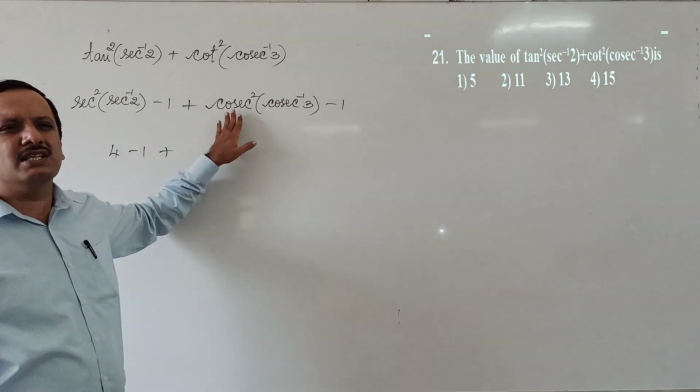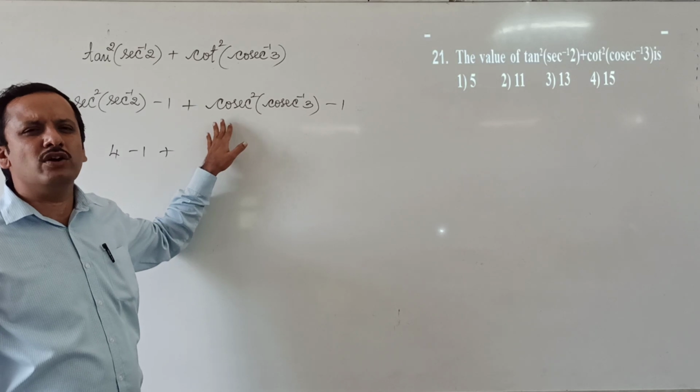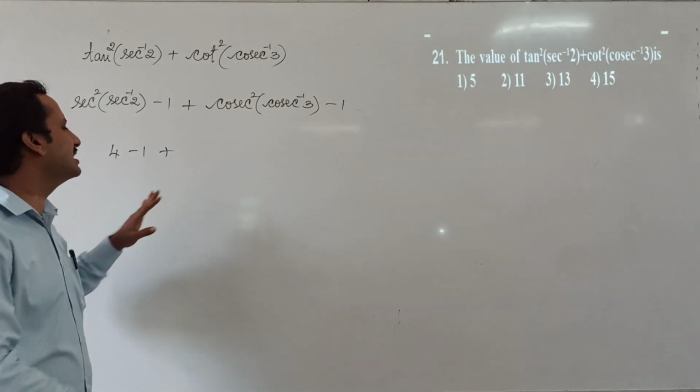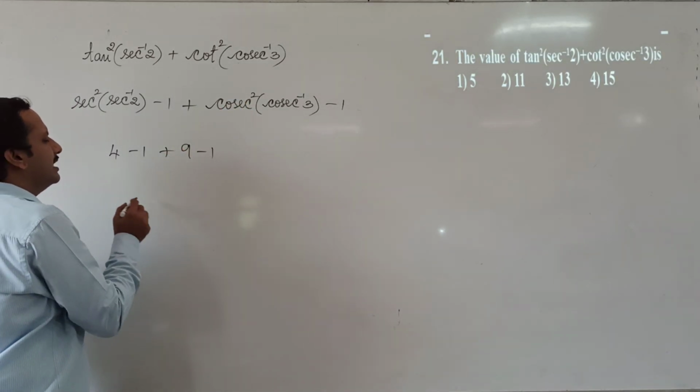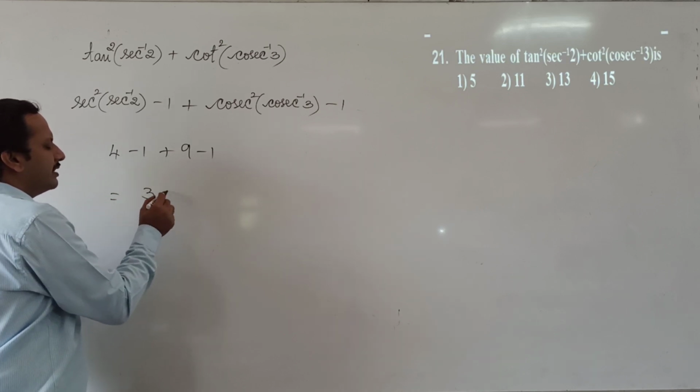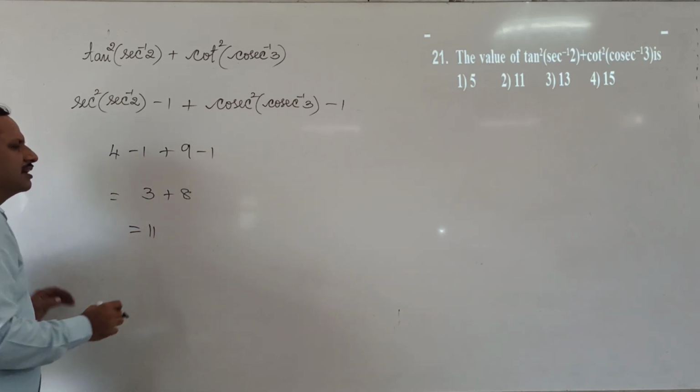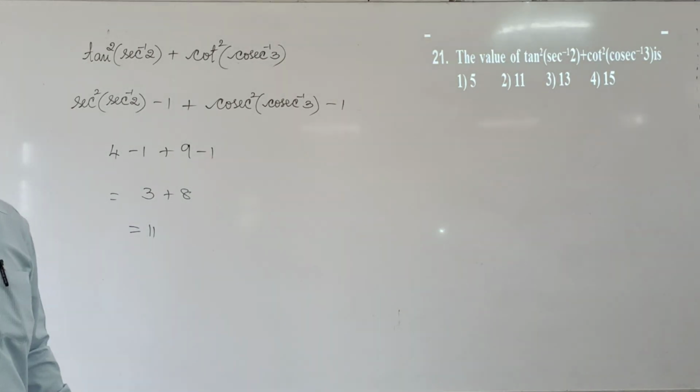Plus cosecant square cosecant inverse 3. Cosecant of cosecant inverse 3 is 3. 3 square is 9 minus 1. So you get 3 plus 8, that's equal to 11. Second option.